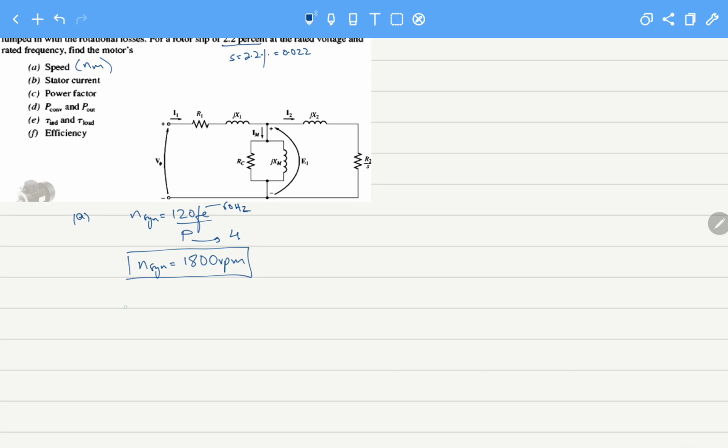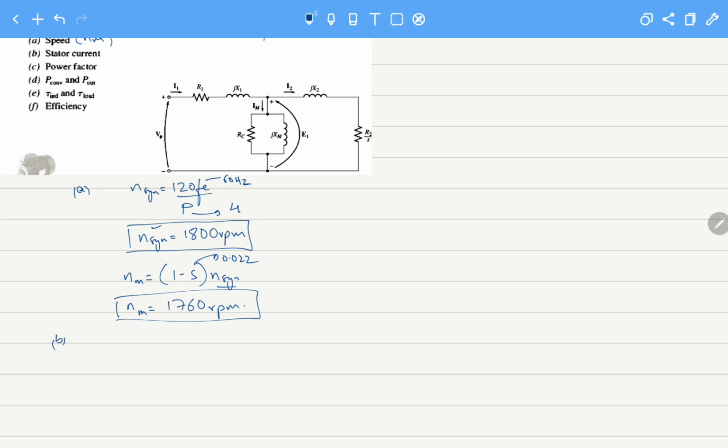Now to calculate the mechanical speed, we know it is actually (1 minus S) times N synchronous. Slip we have now calculated, it is 2.2% or 0.022. Synchronous speed we have already calculated. So the mechanical speed of the motor will turn out to be 1760 rpm.